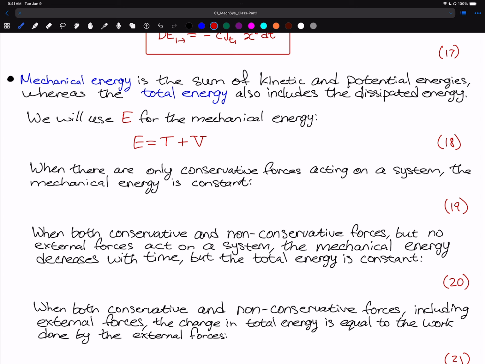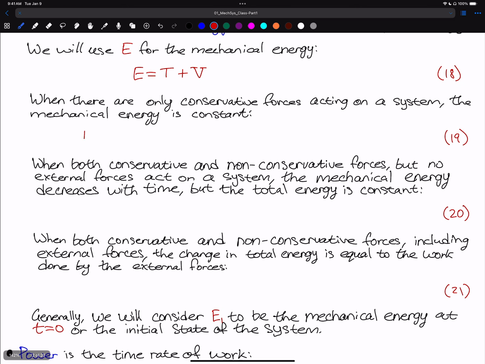So when there are only conservative forces acting on a system, the mechanical energy is going to be constant, and it will be equal to the total energy in the system. So in this case, E will be equal to a constant. And what that means is that the mechanical energy at one point in time, let's say T1 plus V1, is equal to the mechanical energy at a different time, let's say T2 plus V2. Or the energy at time 1 is equal to the energy at time 2, mechanical energy, that is.